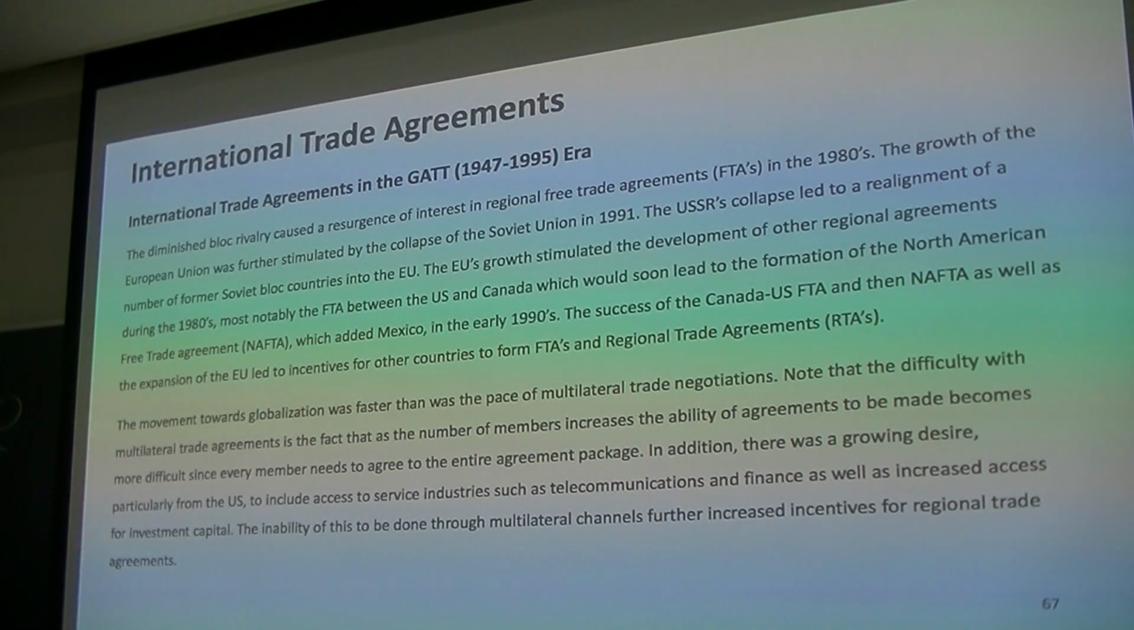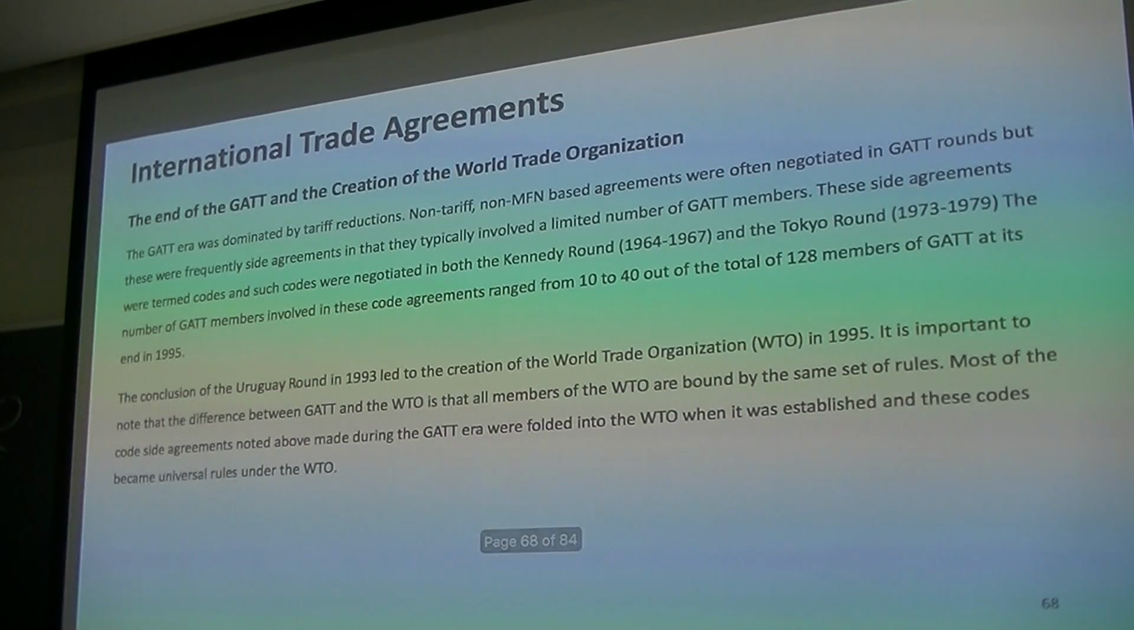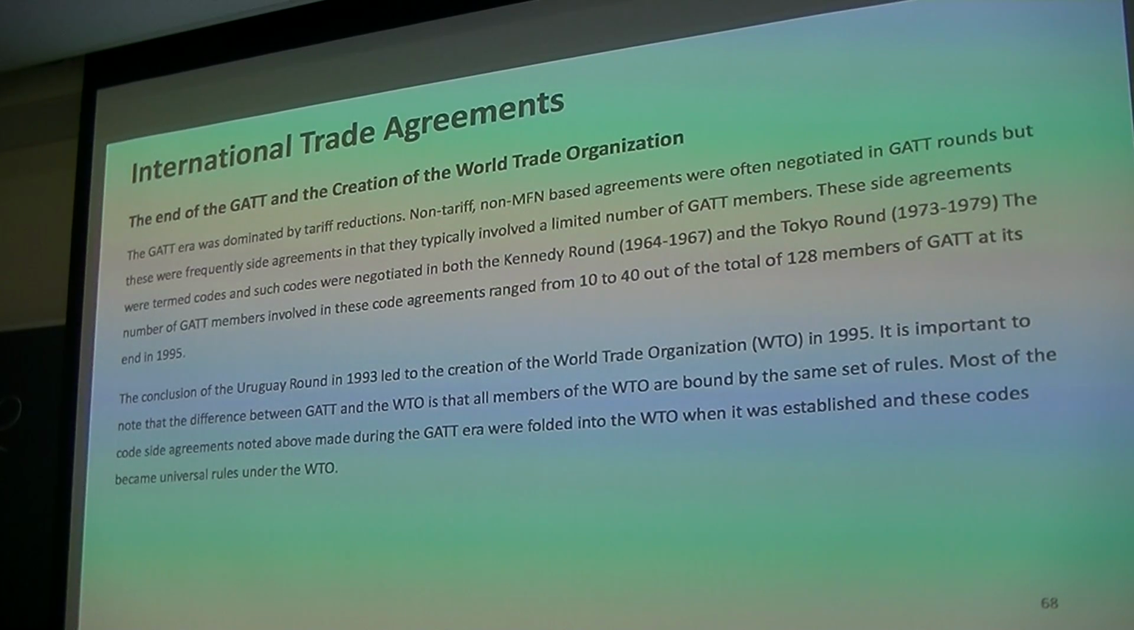As I say, the European Union was the initial template, but we began seeing more of this type of organization. As we said, the GATT era was dominated by tariff reductions. Non-tariff, non-MFN-based agreements were often negotiated in GATT rounds, but they were frequently side agreements that involved a limited number of countries. So you had the GATT, which, as I said, was a multilateral agreement that had all the countries.